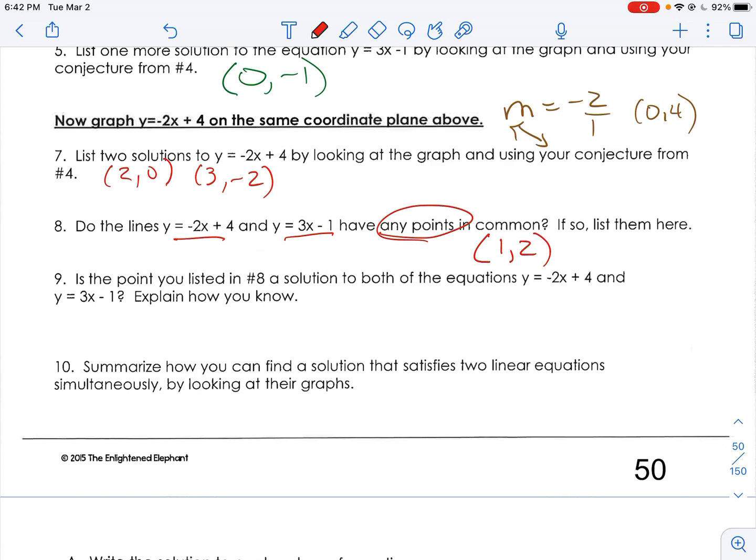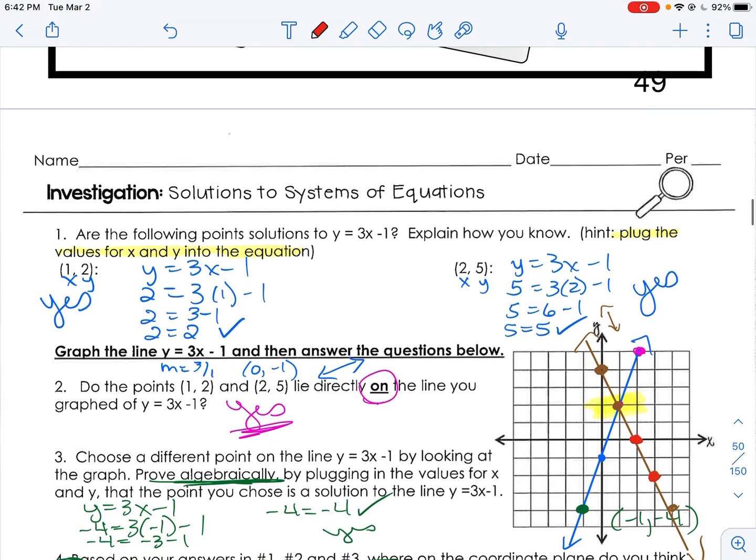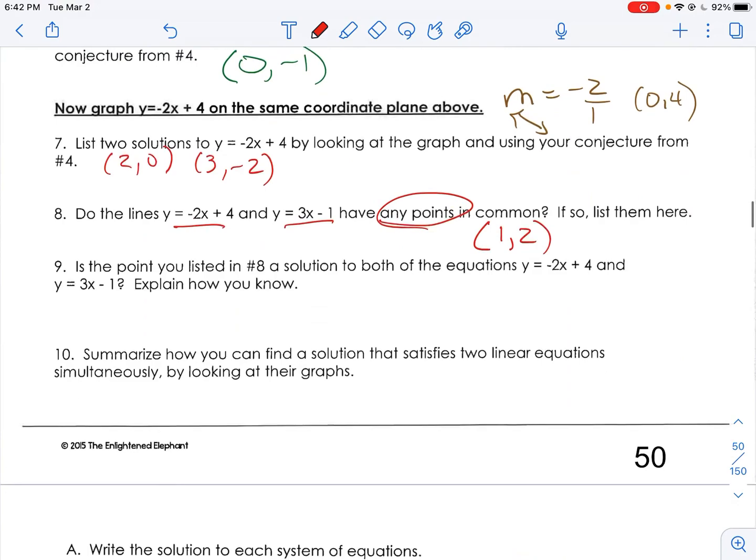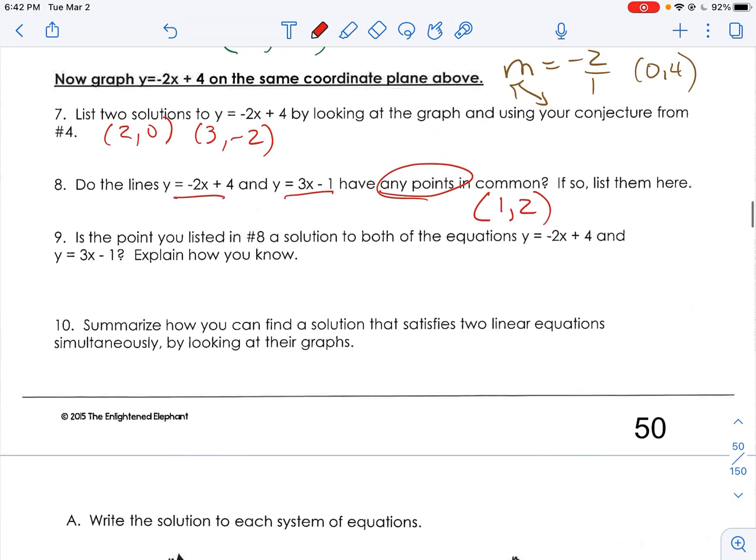Okay, so the next one says, is the point you listed on number 8, so the point 1, 2, a solution for both equations? Okay, so 1, 2, we already did that one up above here. 1, 2 was right here. So we already know it's a solution for that one. We need to know if it's a solution for the other one.